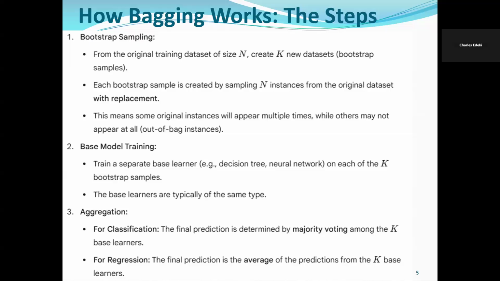So each model MK is again trained independently on its corresponding DK bootstrap sample. This independence allows for what we call parallel computation. That will be the conclusion of step 2. So we move on to step 3 now. Now we have individual models created.